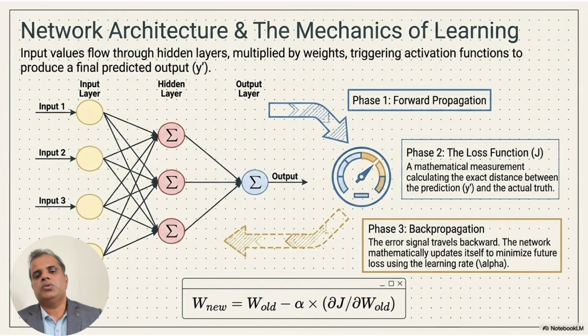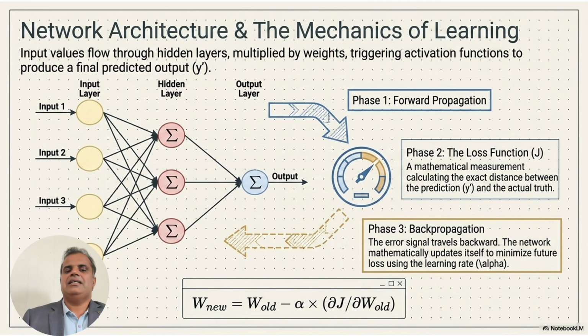Next is phase 2, the loss function. We represent this with the capital J. The loss function acts like a digital ruler measuring the exact error or distance between the model's guess y prime and the absolute truth. If the loss is high, the model's guess was way off.